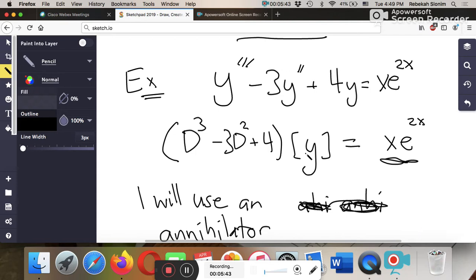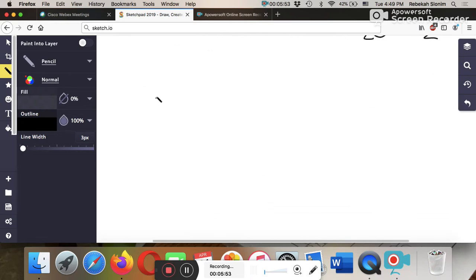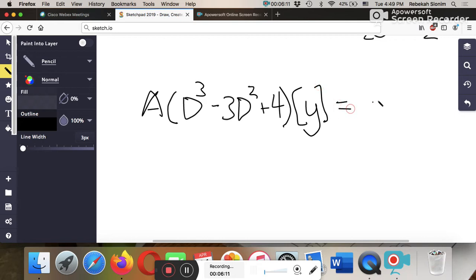Okay, so what I'm going to do is apply that annihilator to both sides of the equation, if you will. So I get A times (D³ - 3D² + 4) applied to y, is equal to 0, because I annihilate the right-hand side. I know that if I apply A to what I had before, I'm going to get 0, so I just applied A to both sides.